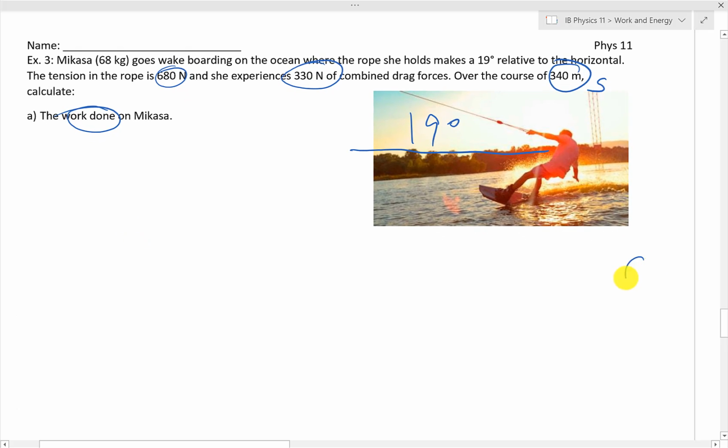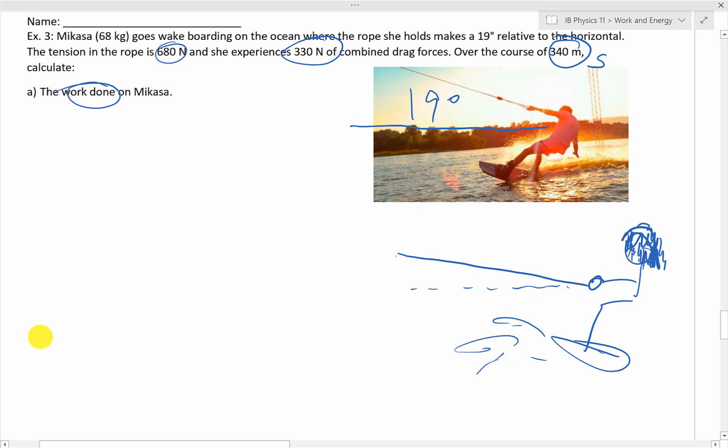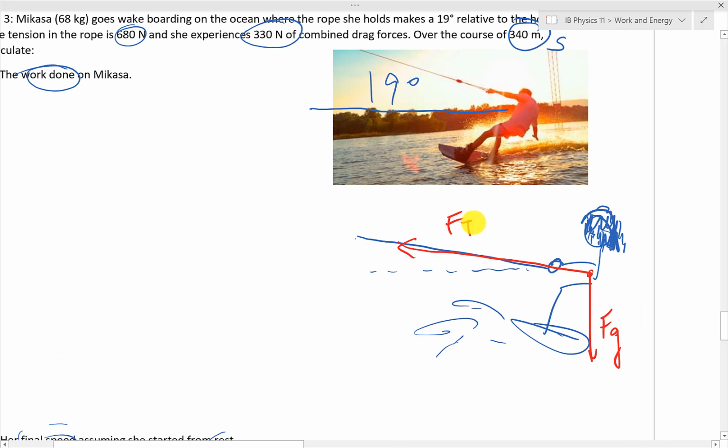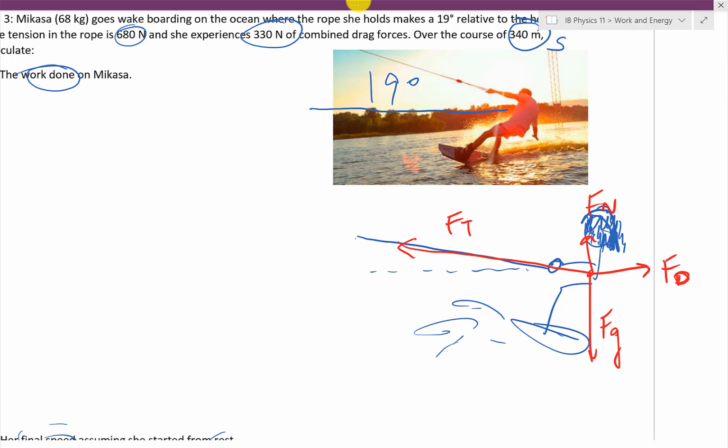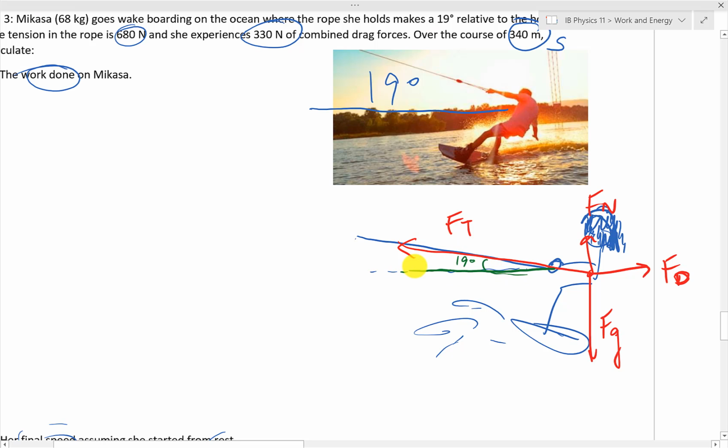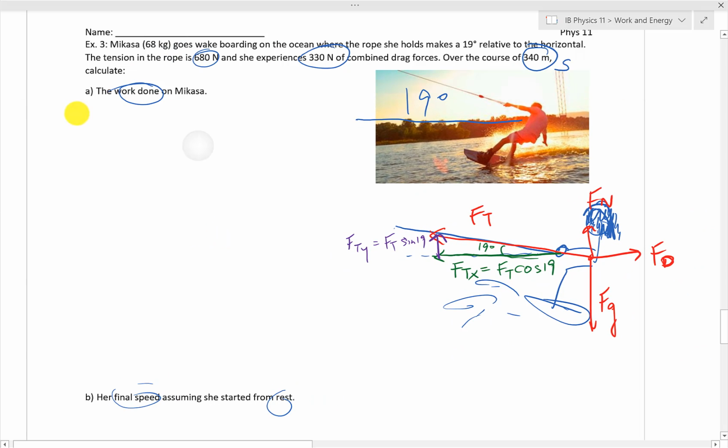First, we need to draw a free body diagram of Mikasa. First, there is the force due to gravity acting on her. There's the force due to tension acting at a 90-degree angle. There is the normal force pointing upwards. We are going to assume that the wakeboarding and everything is going to be horizontal, parallel with horizontal. There's also the drag force acting on her as well. The force of tension we can resolve into its x and y components. In the x direction, we have Ft cosine 19 because it's adjacent to the 19-degree angle. The upwards, we don't really care about that much.